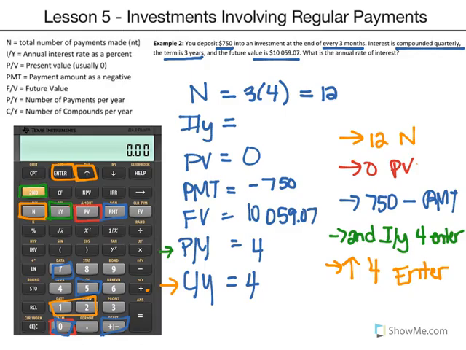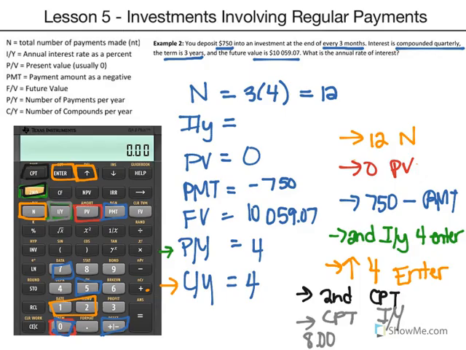Now you need to quit out of that screen, so you'll go second function, compute, to quit. And now, since we've gone through all of our variables, our last step is to compute our answer, so you'll put CPT IY. And the answer you should get is 8.00, which is an 8% interest rate. So if you type something in wrong, you won't be able to get to that number. The hardest part is determining these.